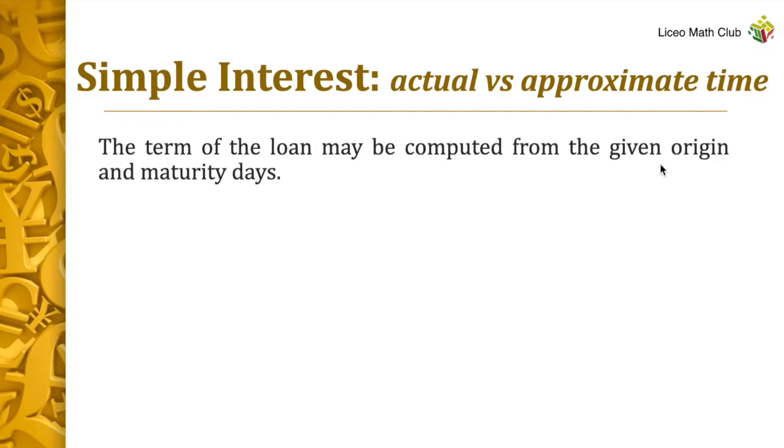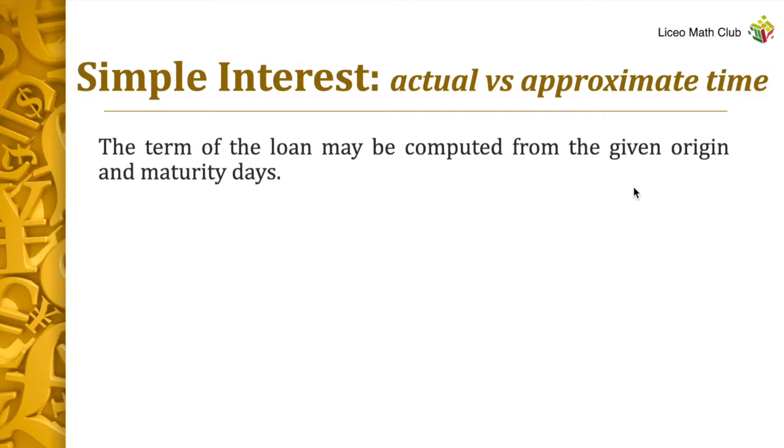But here, we're given the origin date. So it's a date. Say, today is June 1, 2020. That's the origin date. You're going to pay it next year, June 3, 2021. So what's the term of your loan? How long will the time be in that case? We're not given the specific number of days, but we could compute it given the origin and maturity dates.